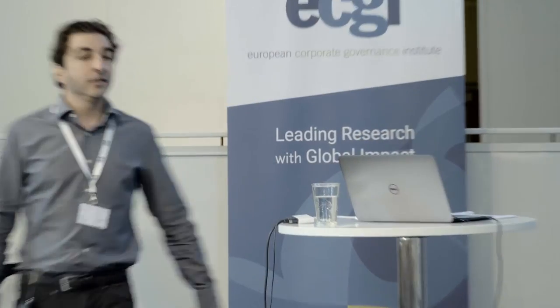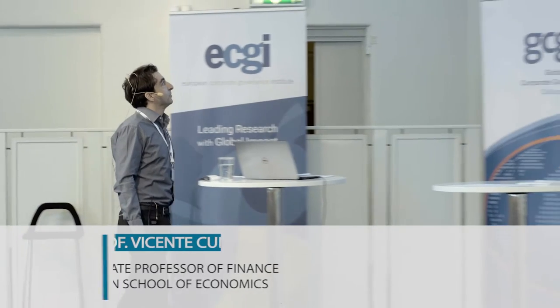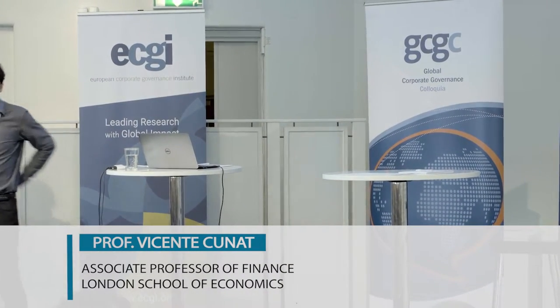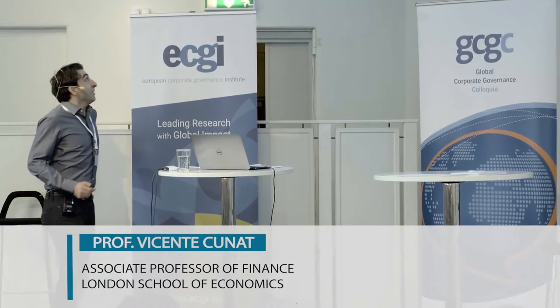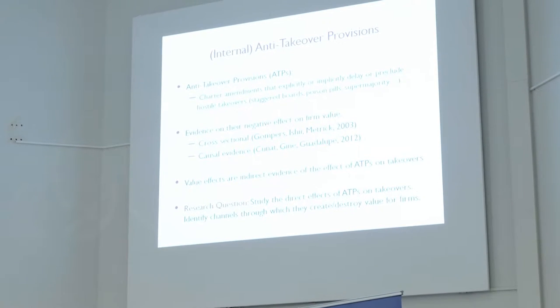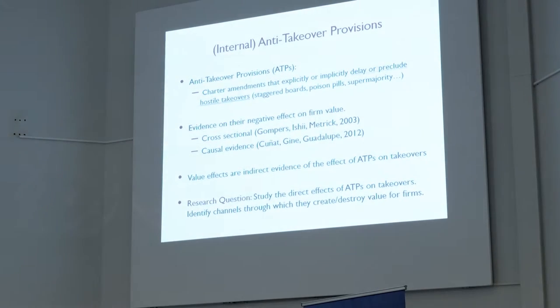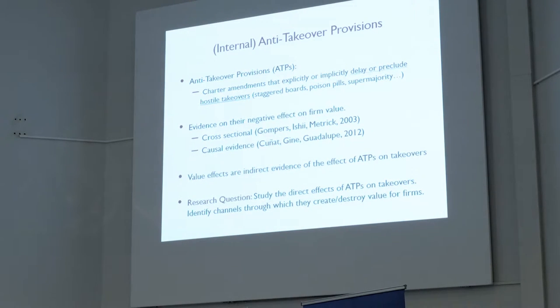Take anti-takeover provisions, the usual things that we put in a G index, so things that prevent or may prevent or preclude hostile takeovers. We have some evidence on their negative effect on firm value. The original evidence is cross-sectional, as we've seen this morning, although we've contributed to this literature by showing some causal evidence about this negative value effect.